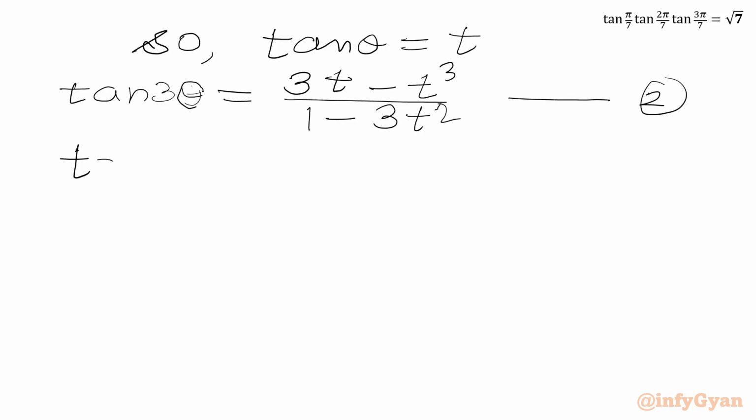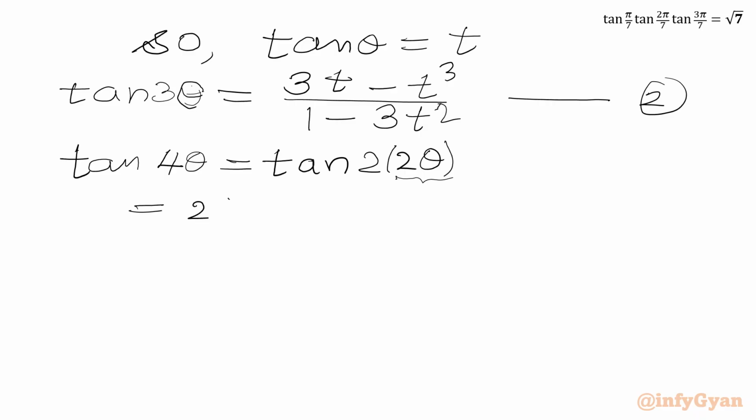Now we have to calculate tan 4 theta. So I will write tan 4 theta as, we can write 4 as 2 times 2, so tan of 2 times 2 theta. Now if I consider 2 theta is equal to suppose p, then it is the tan 2p formula. So we can write here 2 times tan 2 theta over 1 minus tan square 2 theta.